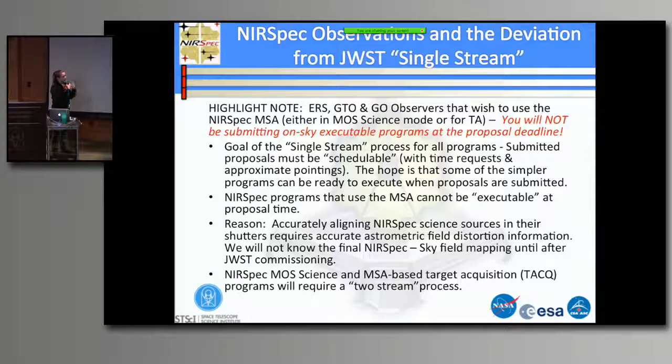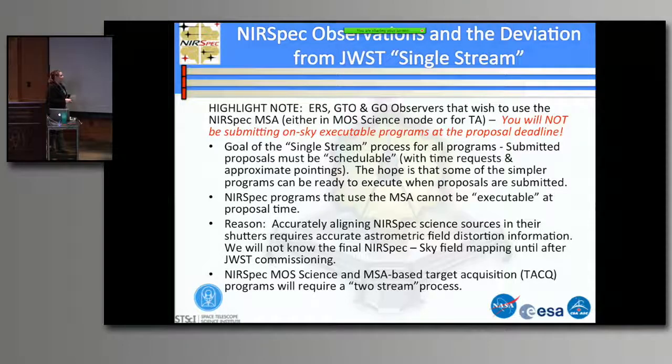The programs that you submit will not be completely specified and executable. The goal of the single stream process for all programs is that submitted proposals should be schedulable, meaning they have time requests and pointings. The hope is that some of the simpler programs can be ready to execute when proposals are submitted. NIRSpec programs that use the MSA can't be executable at proposal time. They need to be schedulable following the single stream, but we do have to have an update process for all programs that use the MSA.